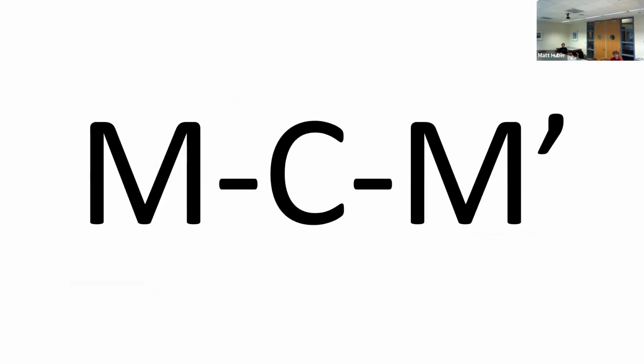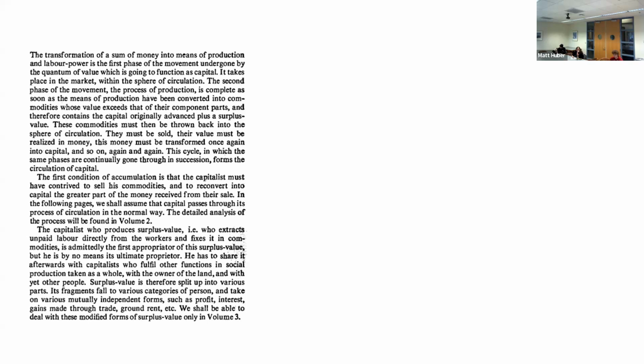But ultimately, as I've said over and over again, this is the main thing of this book. It's M C M prime. It took us a while to get to M prime, but once we got there, we were trying to understand how M prime is produced through the exploitation of labor. And there's absolute and relative and so forth. But now we're once again looking at the M prime, but from a different standpoint.